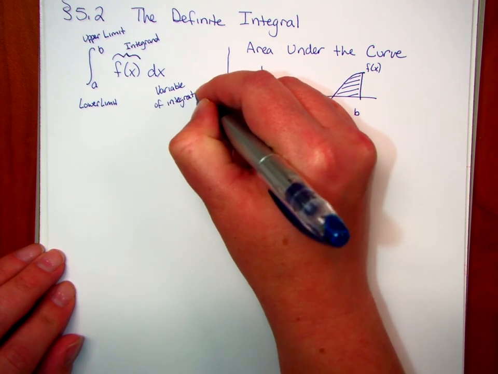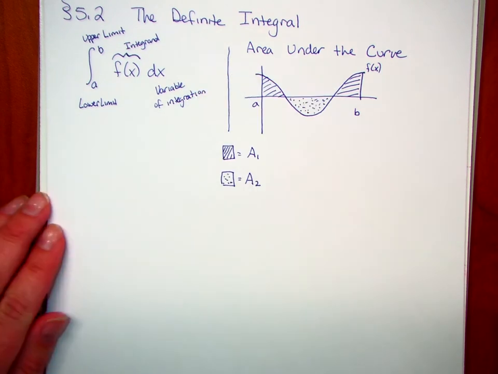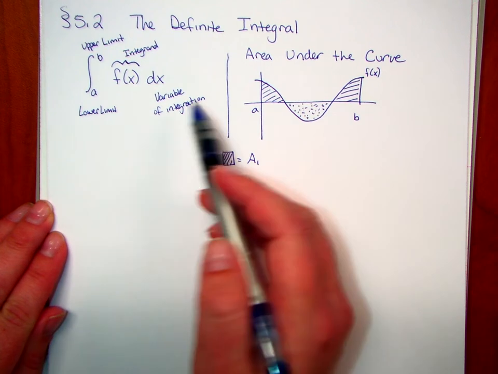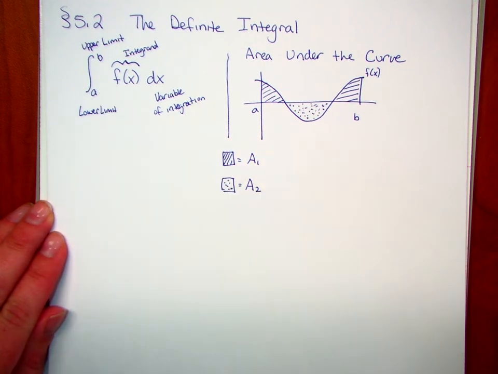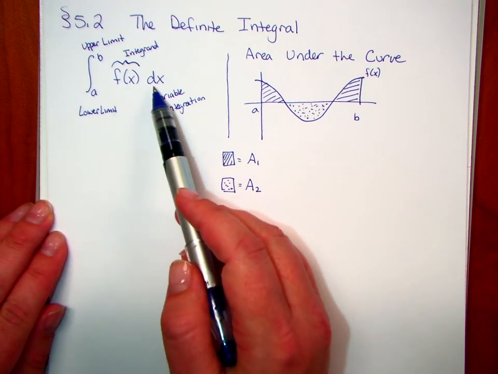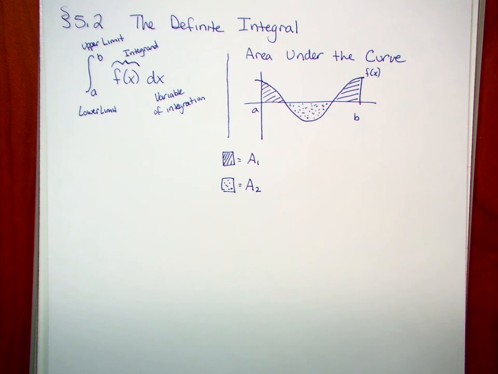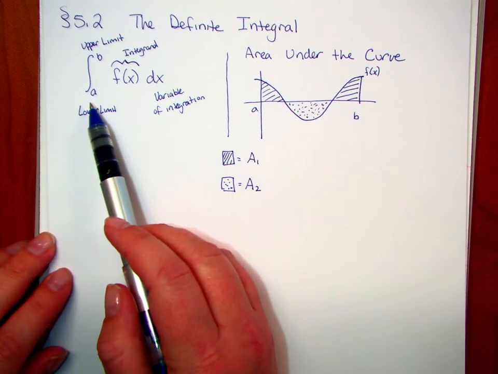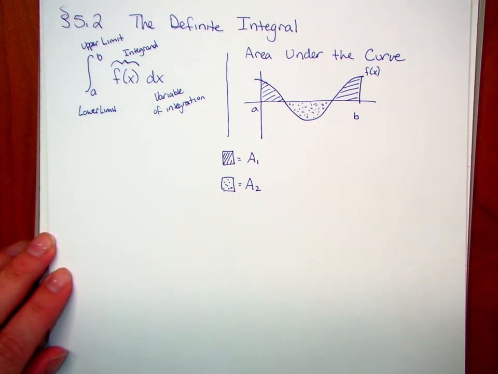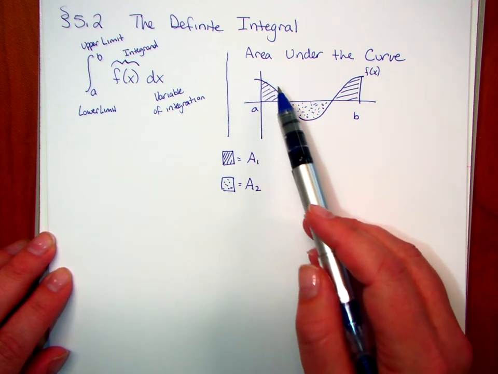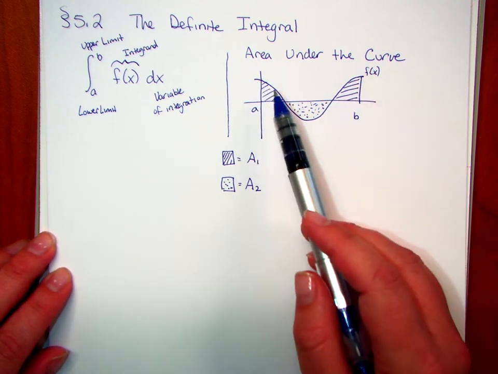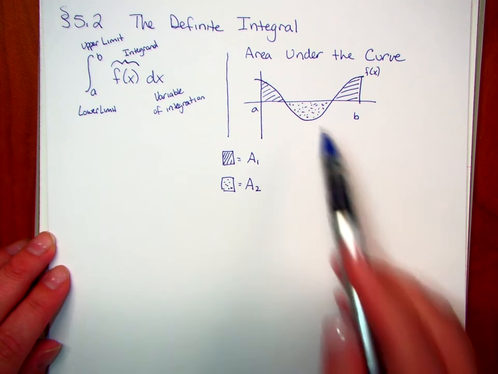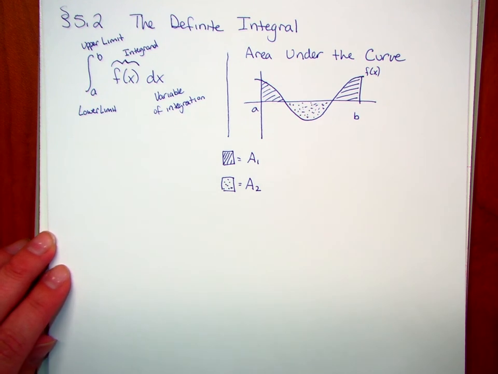So anytime you write a definite integral, we need all these parts. We need an upper and a lower limit. We need our function, and we need to know with respect to which variable we are integrating. When we calculate the definite integral, we're finding the area under the curve. I've drawn a random function here. Some of the function is above the x-axis, some of it is below. But calculating the integral is still calculating the area.